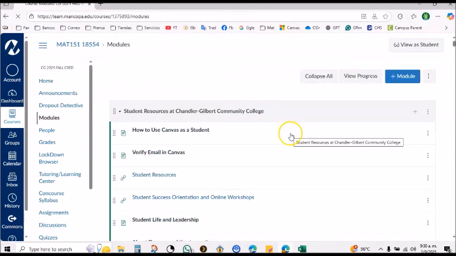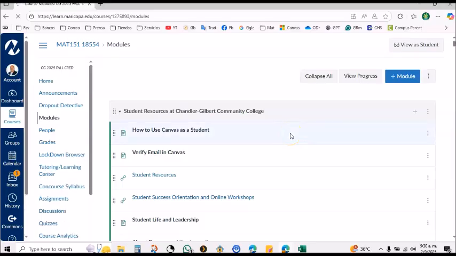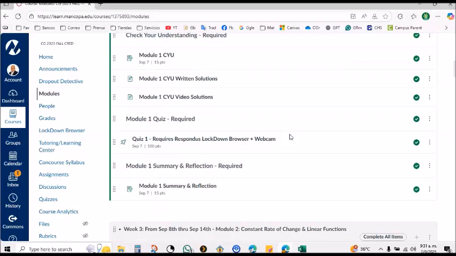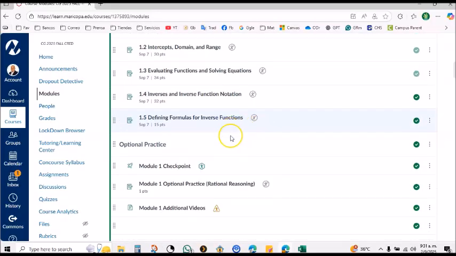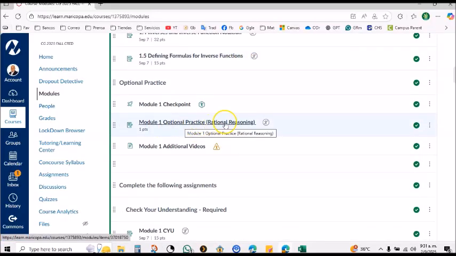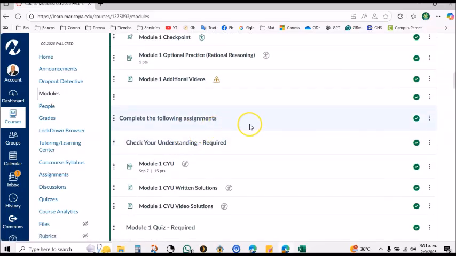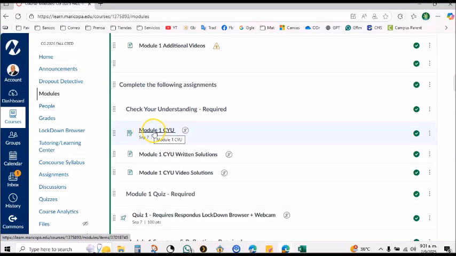Also, those are not mandatory, those are only optional. Then you have some optional practice using rational reasoning. Then you have some videos, and those are mandatory. Module 1, check your understanding.